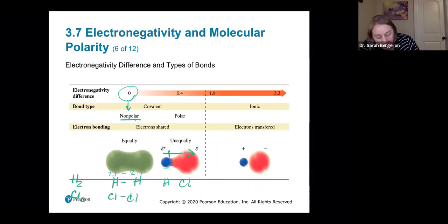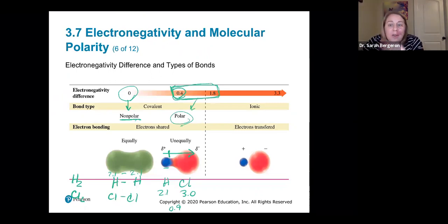Now, as we begin to increase the size of our electronegativity difference, we begin to get polar molecules. Hydrogen we said was 2.1, chlorine was 3.0, so our electronegativity difference here is 0.9. That would make us polar. Anywhere between 0.4 and 1.8, we have something that is polar.